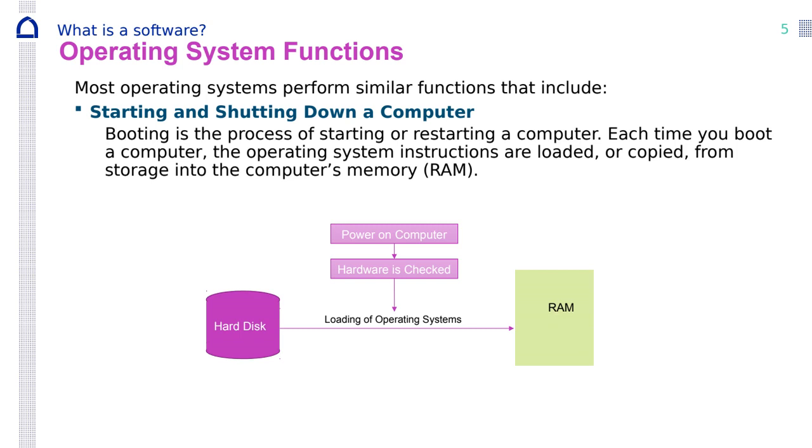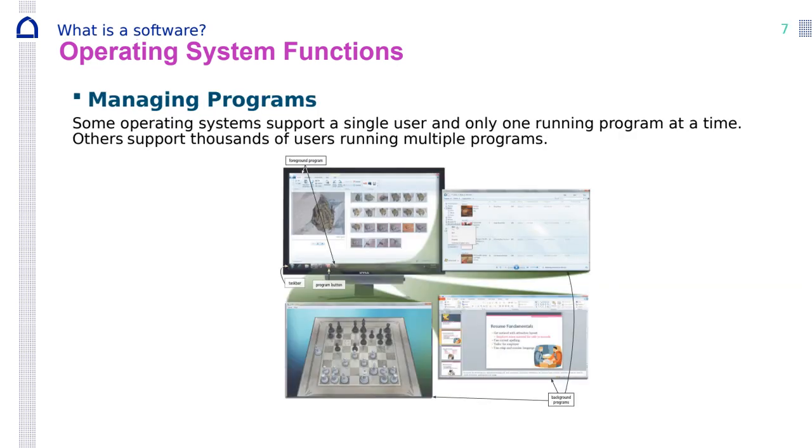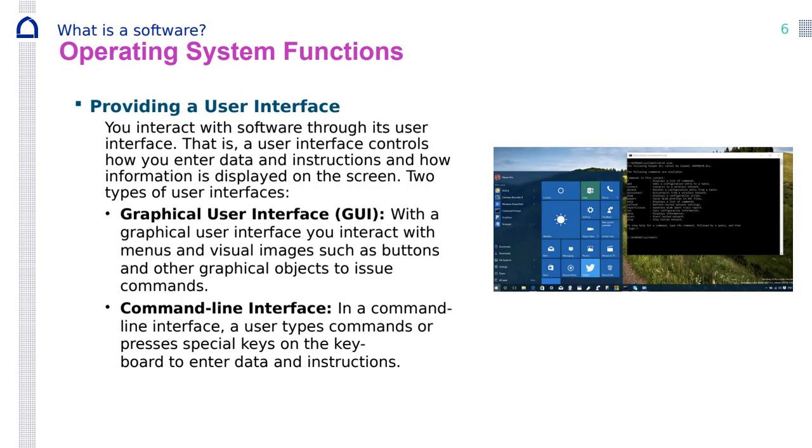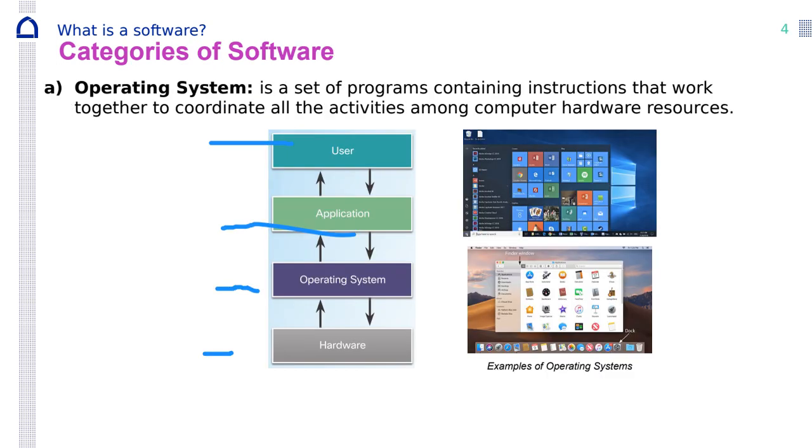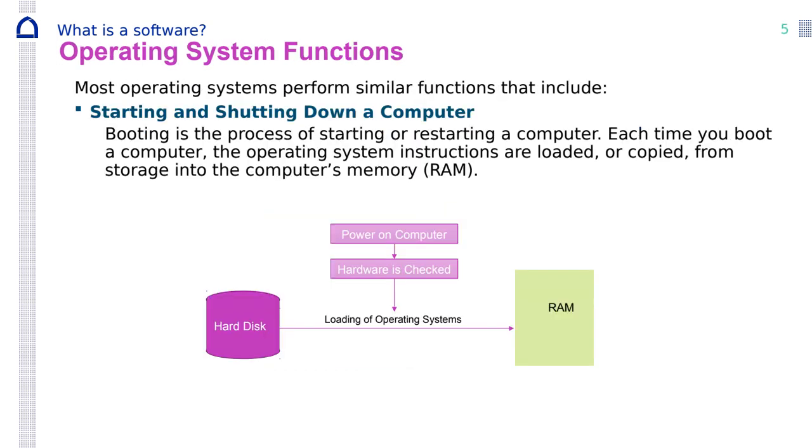So what does operating system do? Operating system does all these functions. Can you please read it, and then I'll explain. Open from your PowerPoint also, please, so you can write notes. The first important function of an operating system is starting and shutting down the computer. When you power on, the computer will check its hardware. If the keyboard is disconnected, something is wrong, it will give you a message. Then the operating system will be loaded from the hard disk to the RAM.